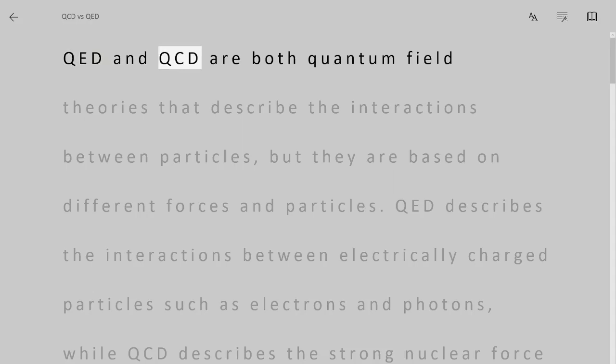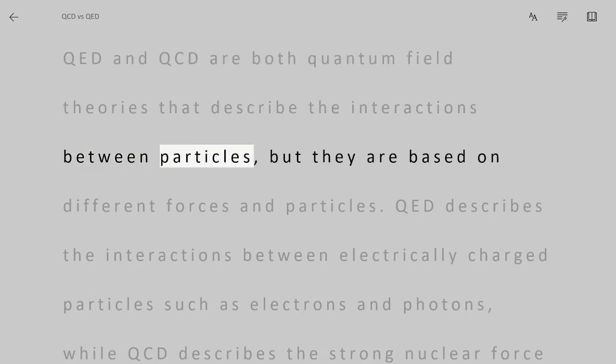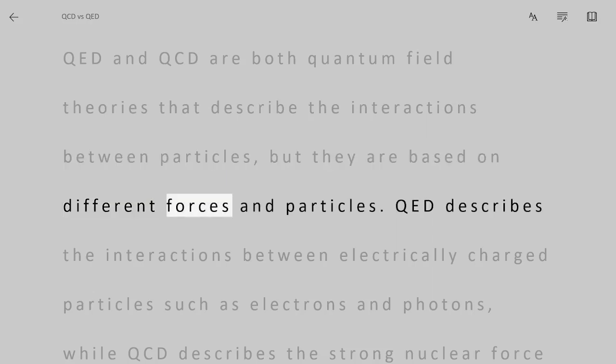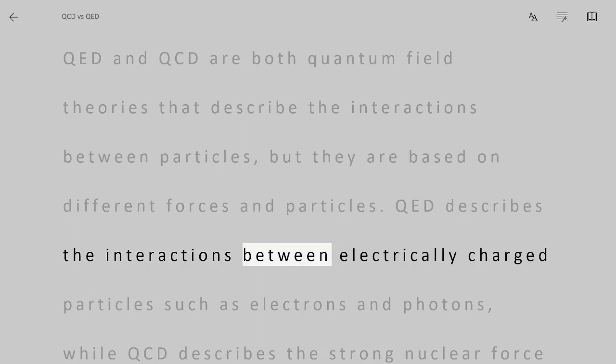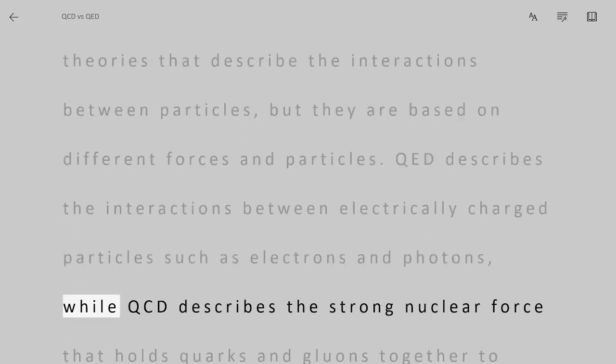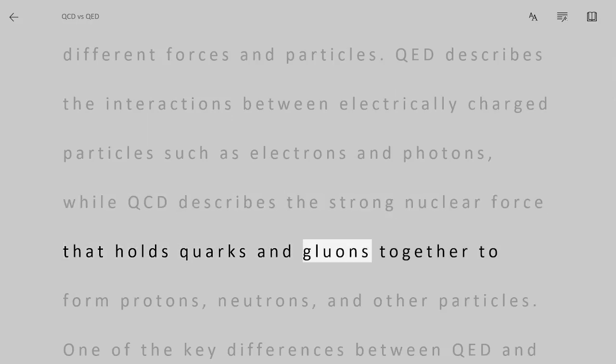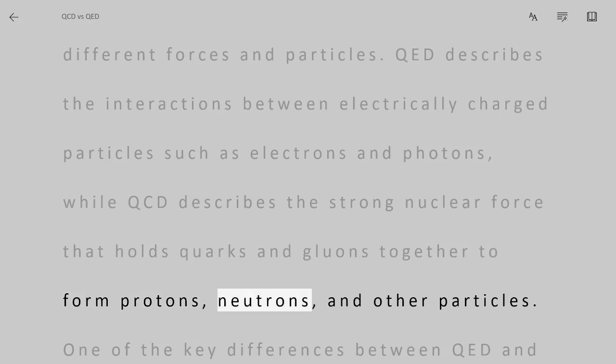QED and QCD are both quantum field theories that describe the interactions between particles, but they are based on different forces in particles. QED describes the interactions between electrically charged particles such as electrons and photons, while QCD describes the strong nuclear force that holds quarks and gluons together to form protons, neutrons, and other particles.